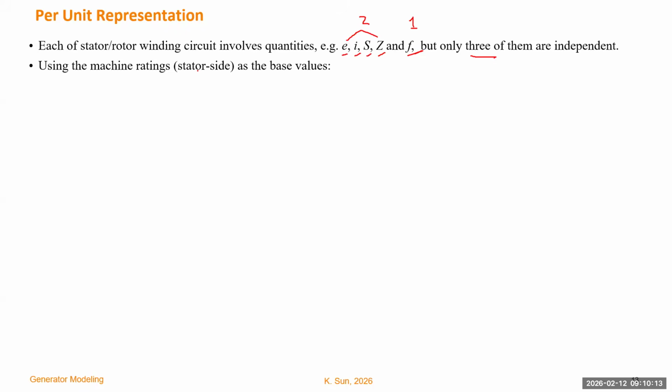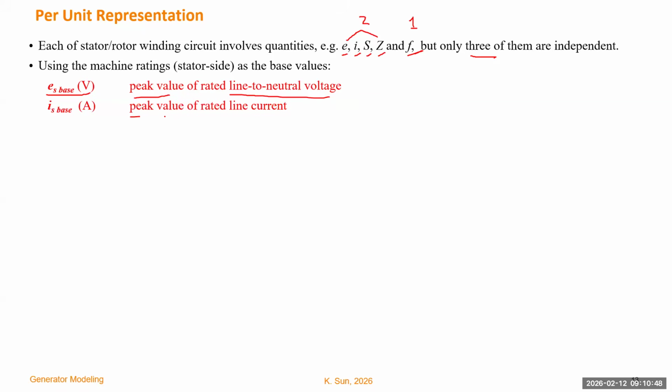We start from the stator side to introduce how to define the base quantities. We can use the machine rating. The machine rating is usually based on the stator side, because the stator is really the part of the generator connected to the power system. If you look at the plate values for any synchronous machine, it will describe the voltage level. Usually we pick the line to neutral voltage peak value as the base quantity.